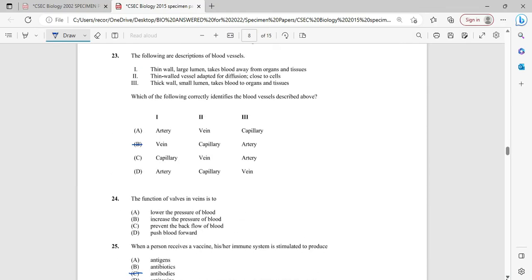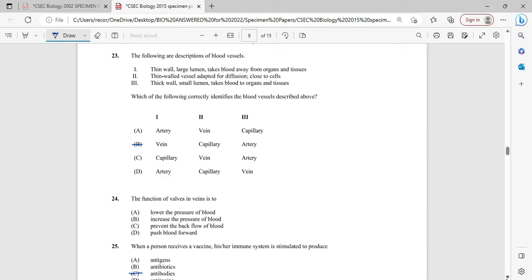23. The following are descriptions of blood vessels. One: thin wall, large lumen, takes blood away from organs and tissue. Two: thin-walled vessels, adapted for diffusion, close to cells. Three: thick wall, small lumen, takes blood to organs and tissue. One is going to be the vein. Two is going to be the capillary. And three, the artery.